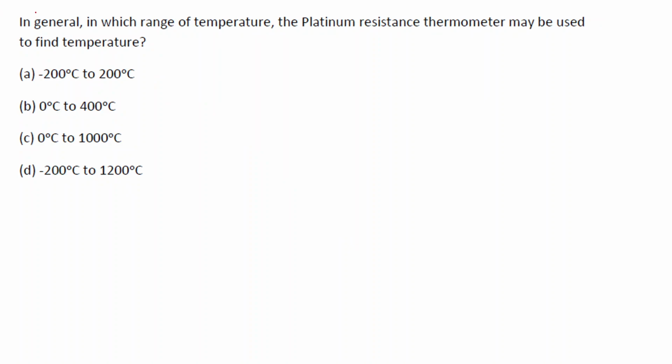Now the next question: in general, in which range of temperature can the platinum resistance thermometer, the PRT that we were talking about just a while back, be used to find temperature? We didn't discuss this, but it is a standard known fact that PRT is widely used because we can measure temperature in a very wide range, from -200 to 1200 degrees centigrade. That's why the platinum resistance thermometer is widely used. So this is the correct answer here.